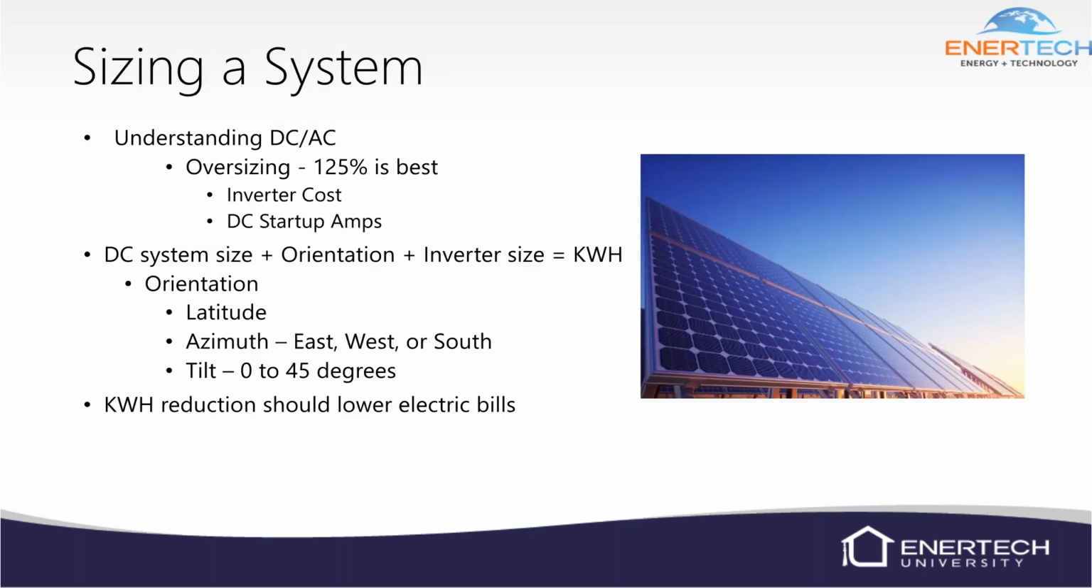Sizing a system. So understand the DC and the AC, normally we will oversize the DC over the AC by 125%. And that's for the inverter cost as well as the DC startup amps. So that goes back to last week on oversizing your DC is a range of 125%. I mean, it could be 120, it could be 130. But really that 125% is a good sweet spot.